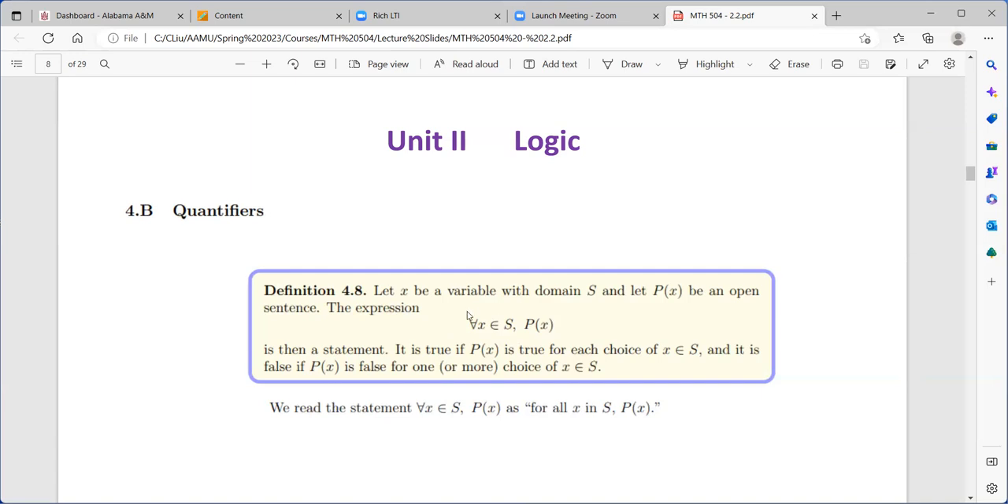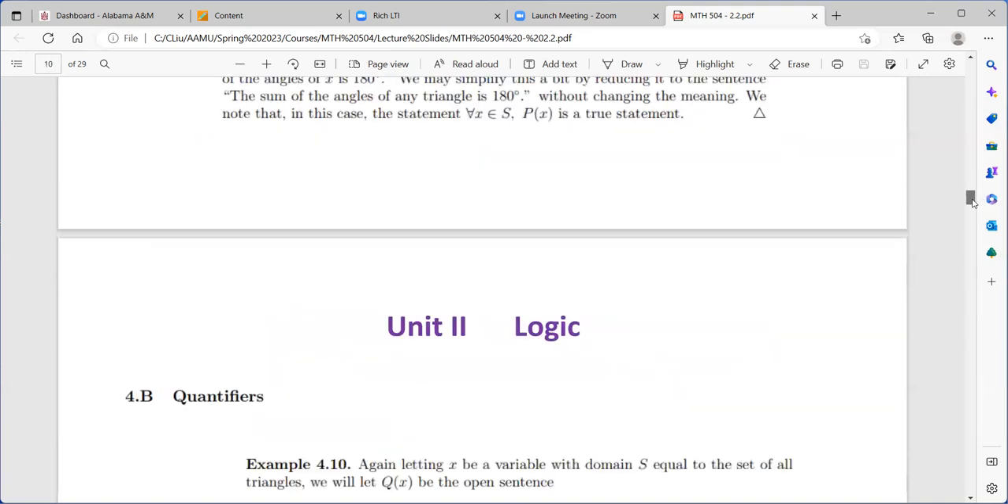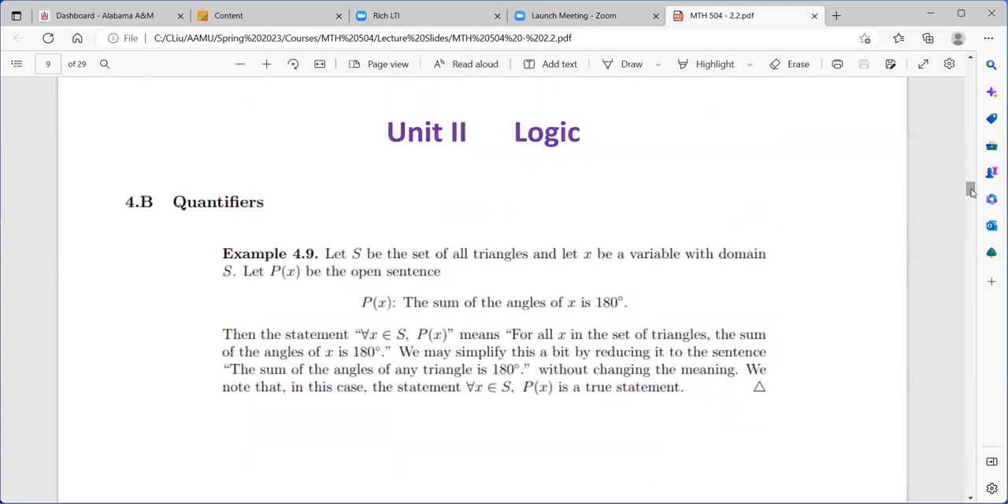It is a statement, so it has a truth value. So how do you know it's true or false? Then you have to determine it from any particular problem. And we read this whole thing as for all x in S, p of x. All right. That's a statement. Let's just look at some examples. We can do one more example actually.